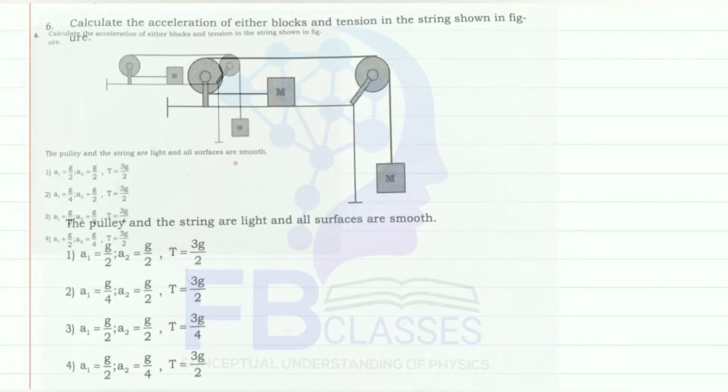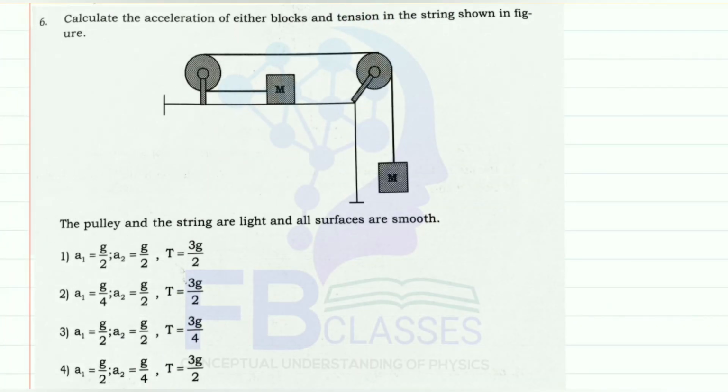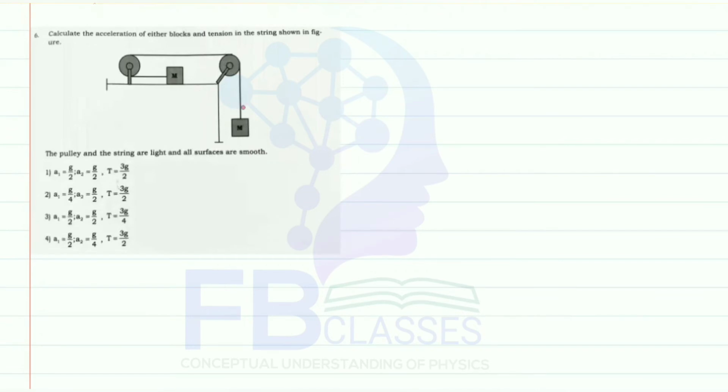Dear students, I am going to read the question. Calculate the acceleration of either block and the tension in the string shown in the figure. The diagram is given. Okay. The pulley and the string both are light and all the surfaces are smooth. Okay. So now I am going to draw the tension. Only one string is there, so throughout the string the tension is T only.